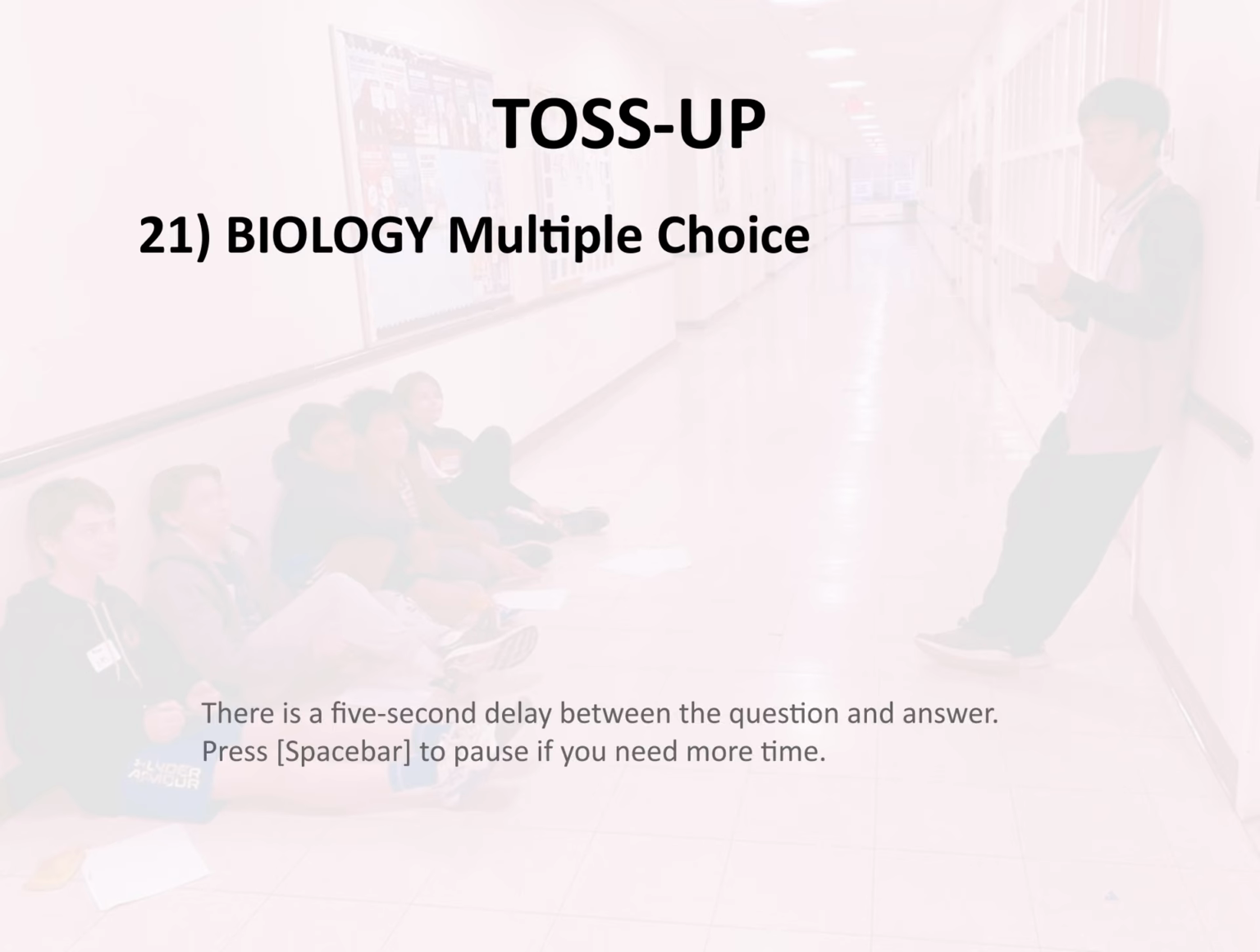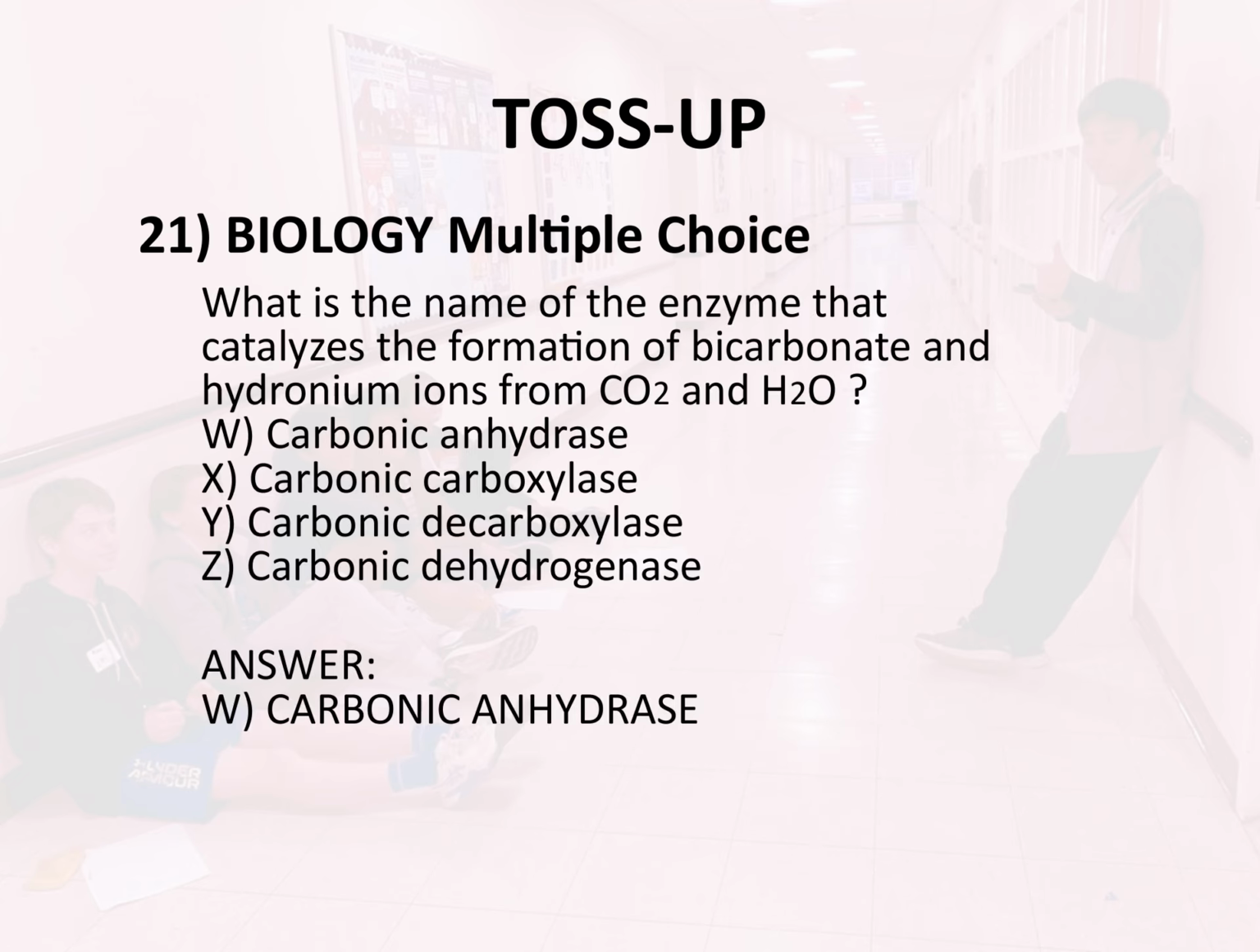Toss-up 21. Biology. Multiple choice. What is the name of the enzyme that catalyzes the formation of bicarbonate and hydronium ions from CO2 and H2O? W. Carbonic anhydrase. X. Carbonic carboxylase. Y. Carbonic decarboxylase. Z. Carbonic dehydrogenase. Answer. W. Carbonic anhydrase.